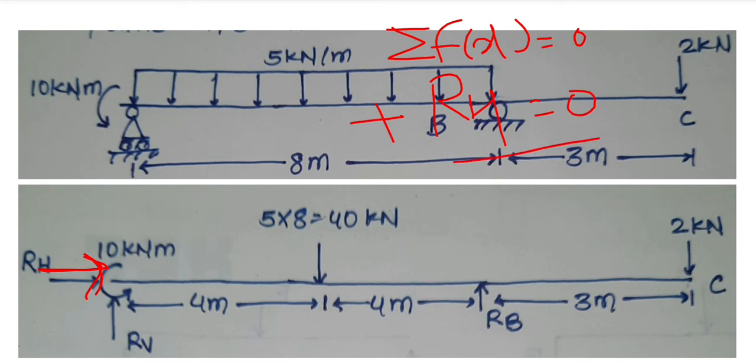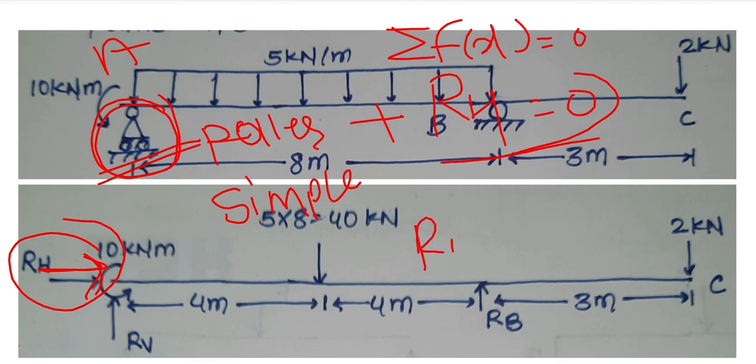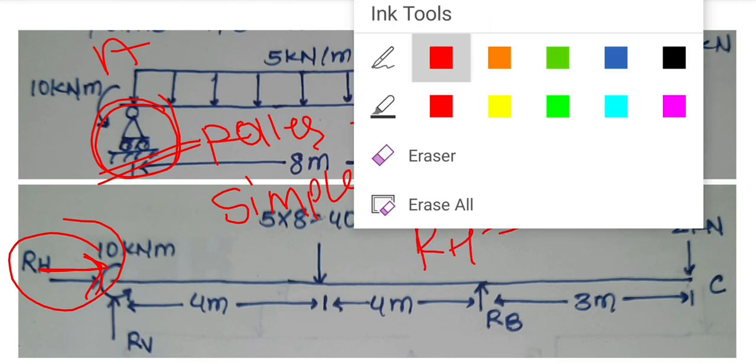So what does it mean? It means that the support here at the point A is not a hinge support. It can be a roller support, or it can be a simple support, but it is not a hinge support. Why is it not a hinge support? Because the RH force is equal to 0.